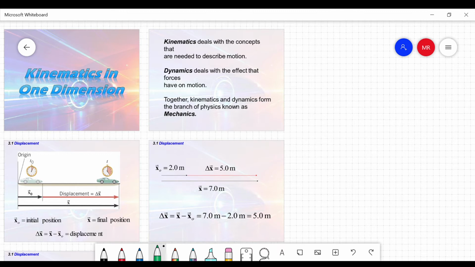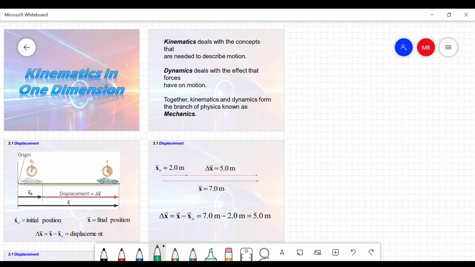Let's discuss kinematics in one dimension. So, kinematics deals with the concepts that are needed to describe motion. So, dito sa kinematics, we'll just describe those concepts na magdi-describe lang sa motion, pero hindi pa kasama doon ang force. Because if we will already be dealing with the force that causes that motion, we will now be dealing with dynamics, because dynamics deals with the effect that forces have on motion.